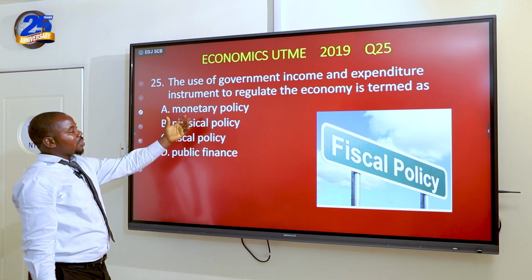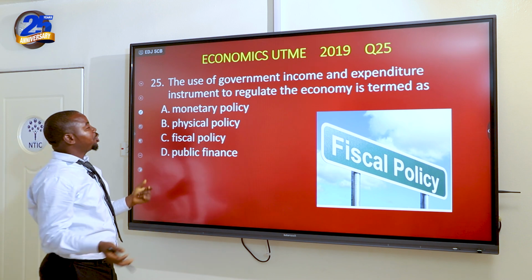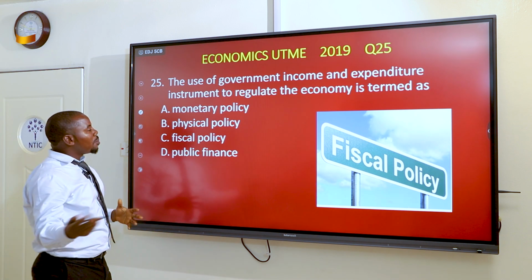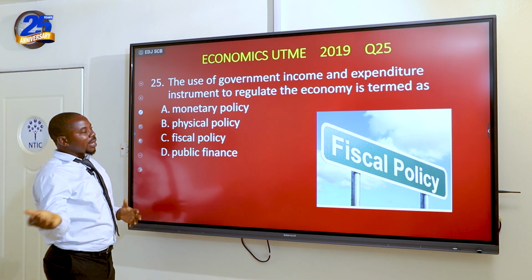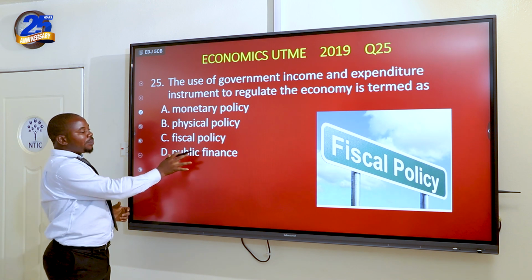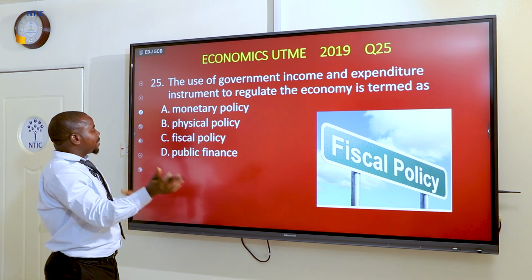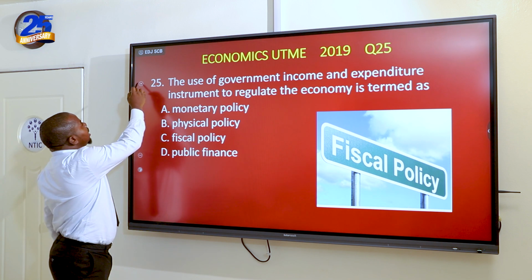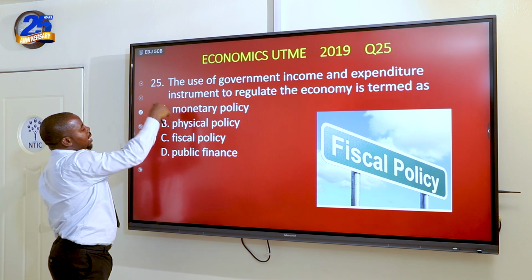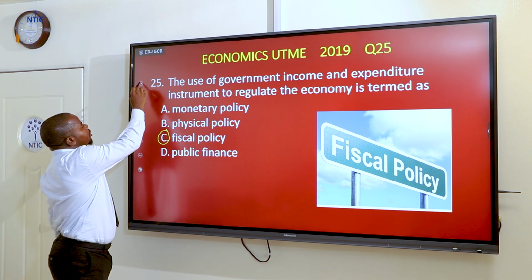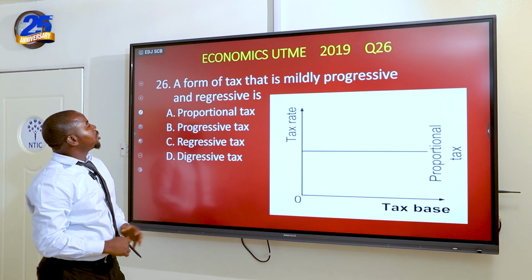Monetary policy, that's when you talk about things like cash ratio, open market operation, moral suasion, and the likes. Public finance is an aspect of economics that deals with income and expenditure. So the correct answer is fiscal policy. That's option C. The next question, question 26.